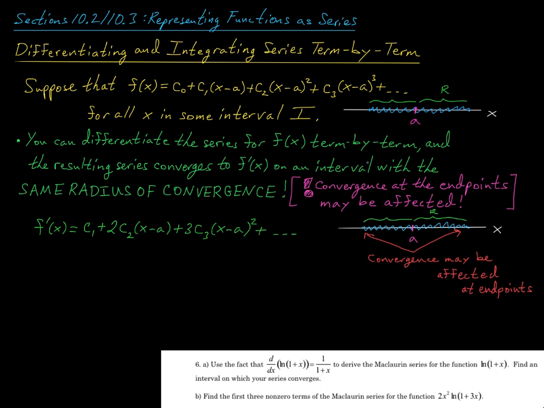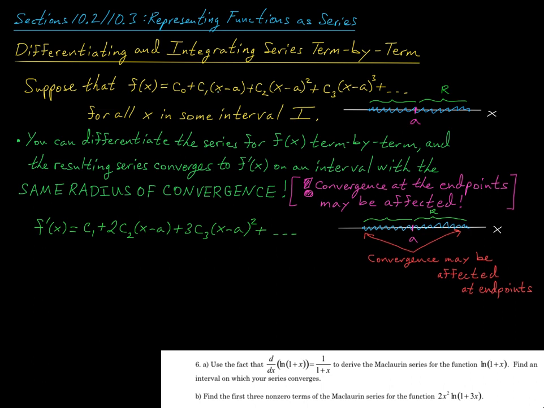Okay, so what does all of this say? Well, first off, what does it mean to differentiate a series term by term? Well, as the name suggests, it just means to differentiate each one of these terms on their own and then sum up the results. Okay, so the derivative of c0, well, c0 is constant, so its derivative is 0, and so you don't see a c0 down here.